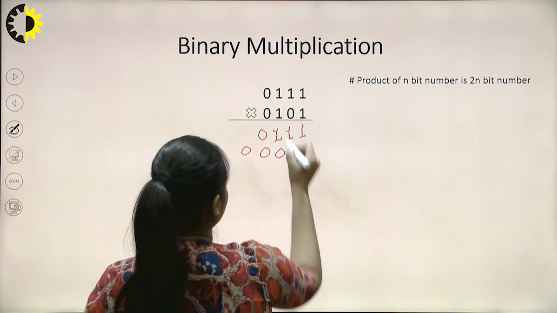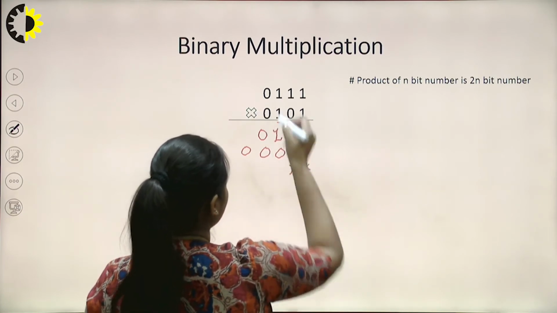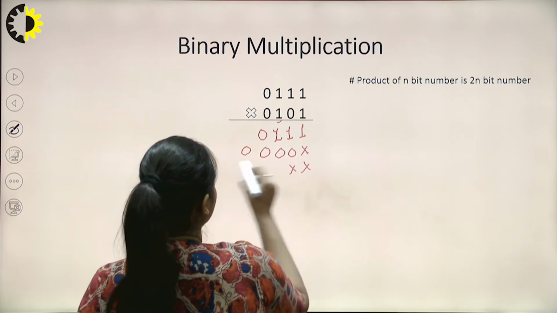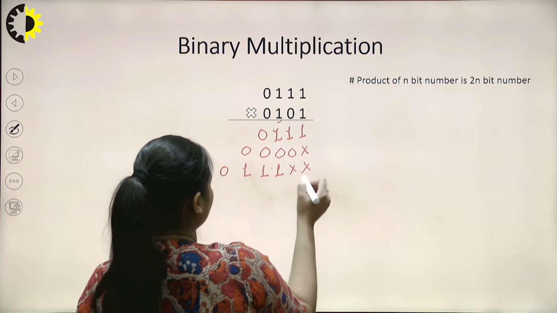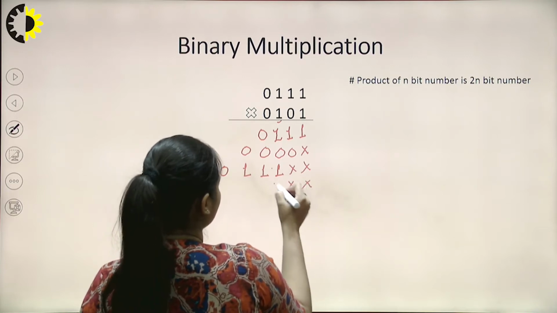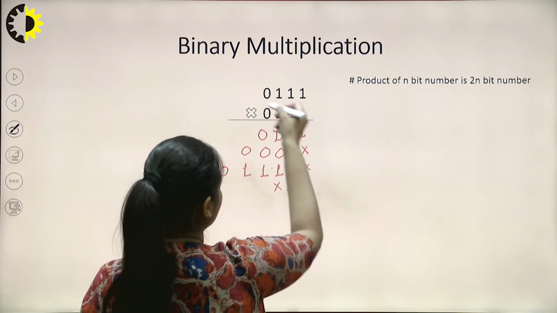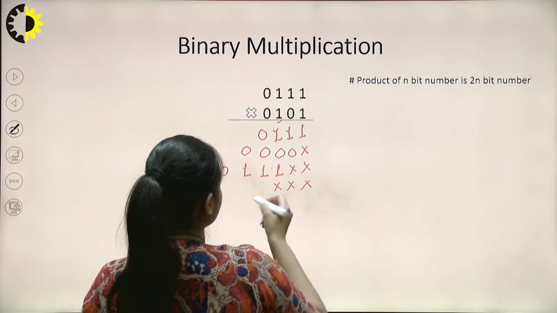Again, we have the next one. We will multiply all the digits with 1, and we will get the same output. Like 1, 1, 1 and 0. And the last one is 0. We will multiply all the digits by 0 and we will get the answer as 0.